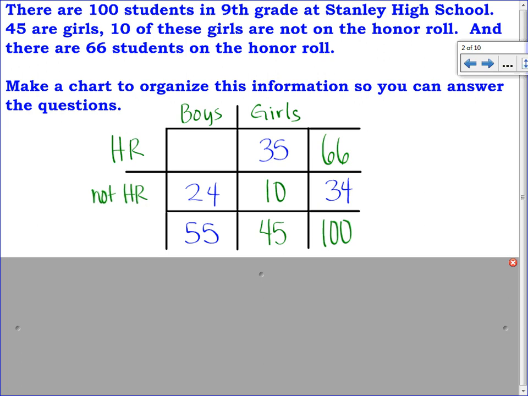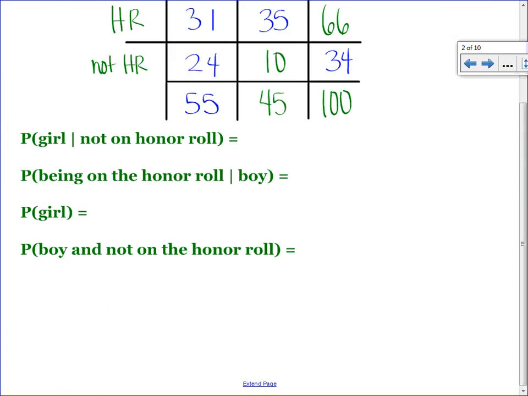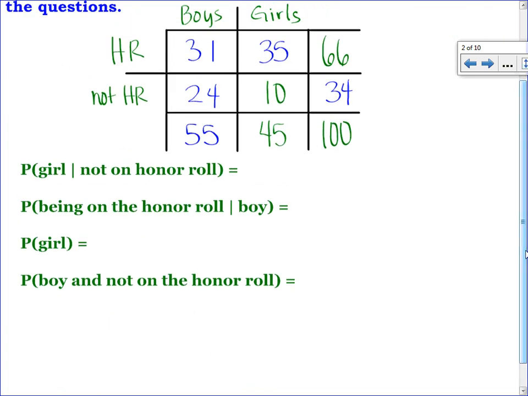And 31 boys on the honor roll. Now that we have this table filled in, we can easily answer these questions right here. Remember, this vertical line is the word "given," and that's where we focus our attention, the second part of it. So, probability that we pick a girl given that this person is not on the honor roll. So we're only looking at the row that is not honor roll. This is the only information we're allowed to look at.